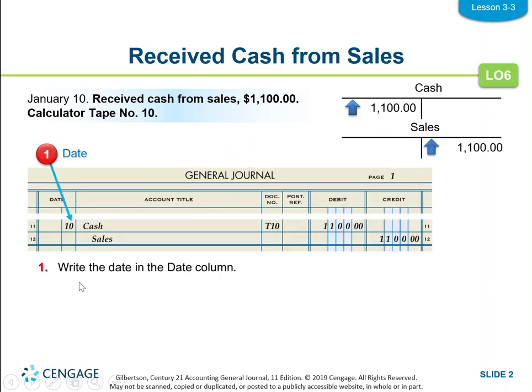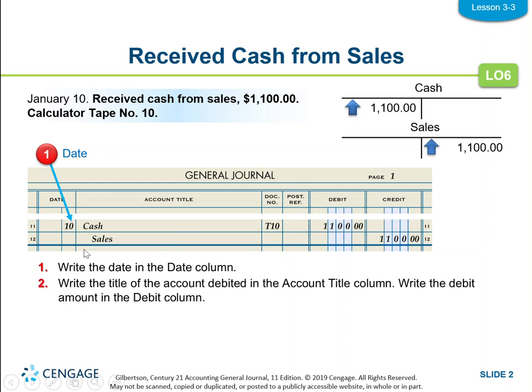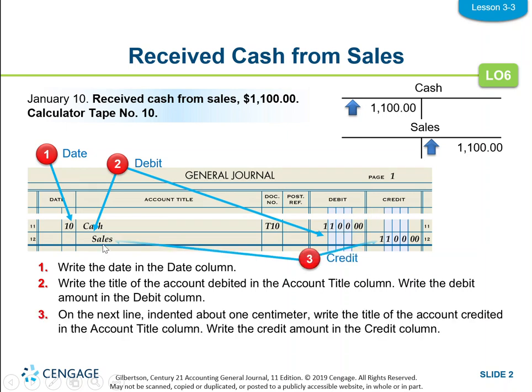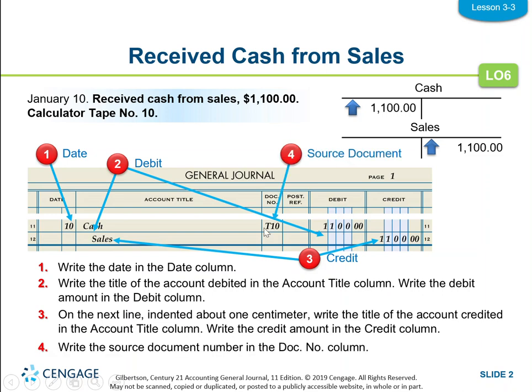So to record in the general journal, we're going to write the date in the date column. We're going to write the title of the account debited, in this case cash, and the debit amount, $1,100, on the first line. Credit is the next line, and that's indented, so sales and credit $1,100. And the last thing we put is the source document. It was a calculator tape, so we're putting T10.